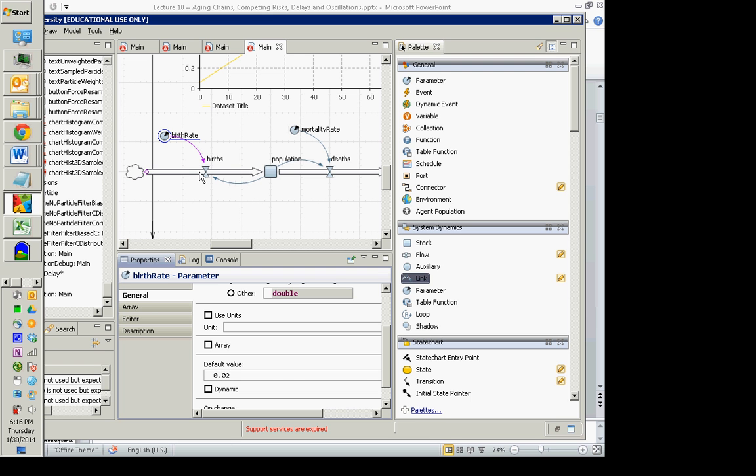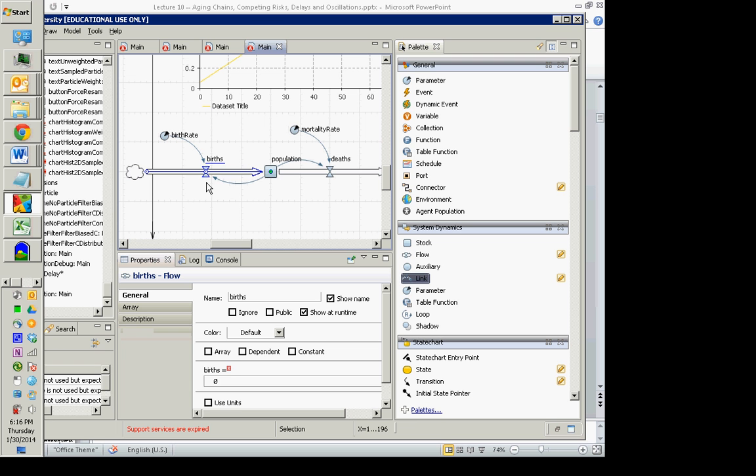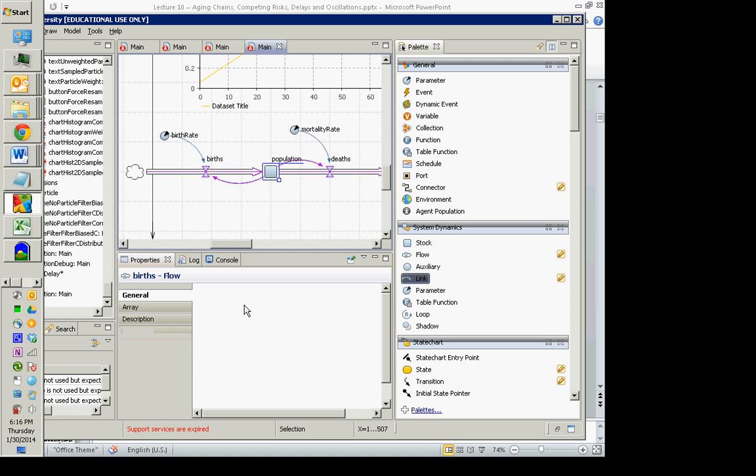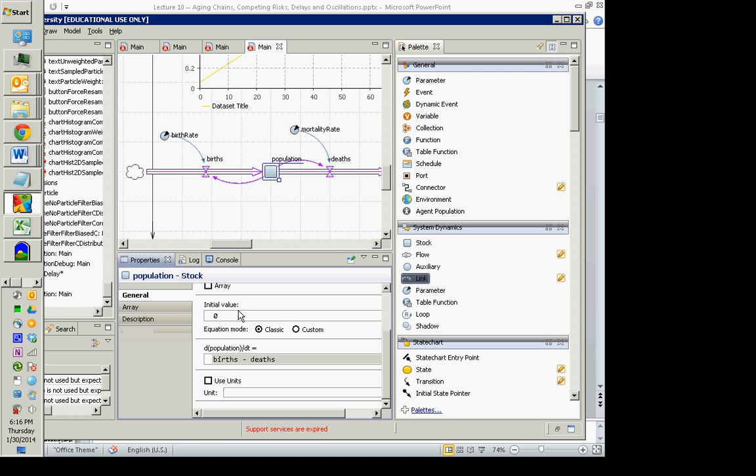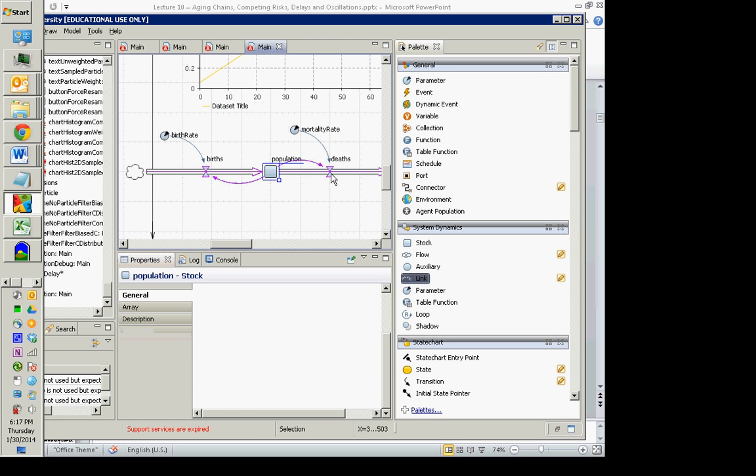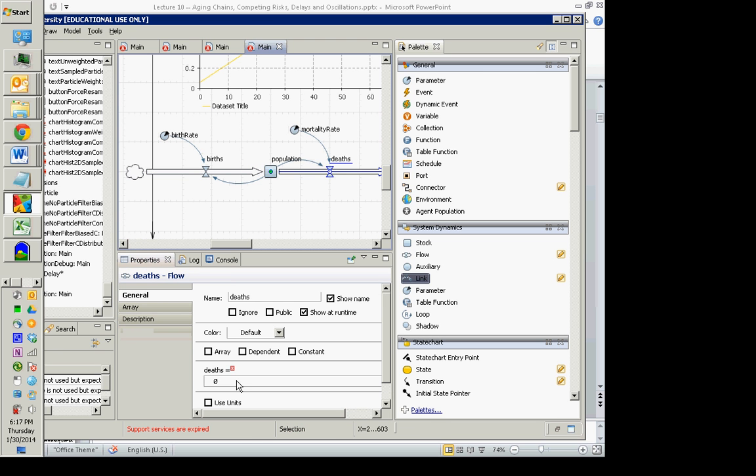Now what do I need to specify to complete this model? We have to specify the initial population. I'm going to make the initial population 100. And what else do we have to specify? The inflow and outflow. Good, those are the key things. So give me the formula for deaths. First order delay. Population times, good, times mortality rate, right?